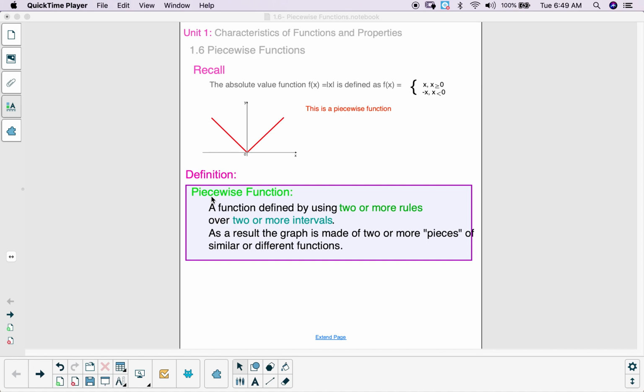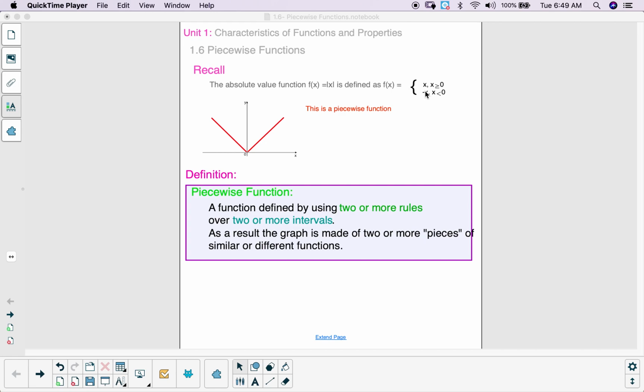Today's lesson is on piecewise functions. We're going to recall that the absolute value function is an example of a piecewise function because piecewise functions are defined in a unique manner in that they're split up in what the function is for different parts of the domain. So for x values that are greater than or equal to 0, f of x equals x, and for values of x that are less than 0, f of x equals negative x.